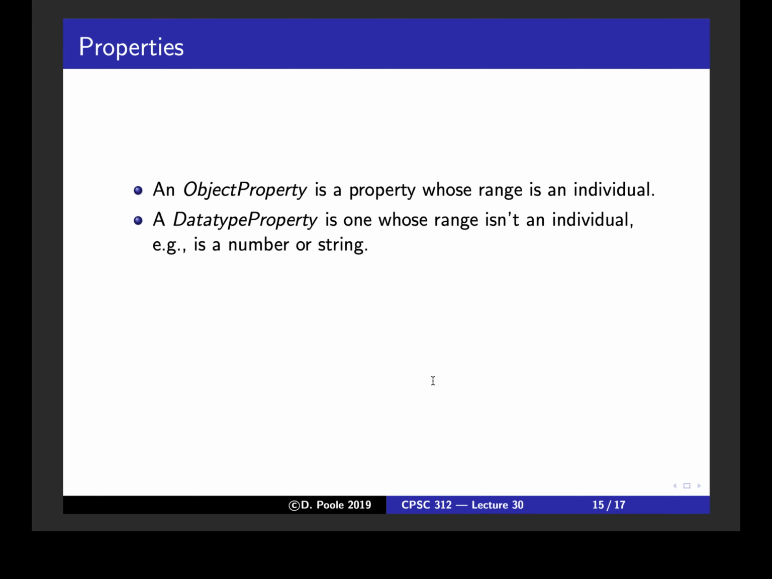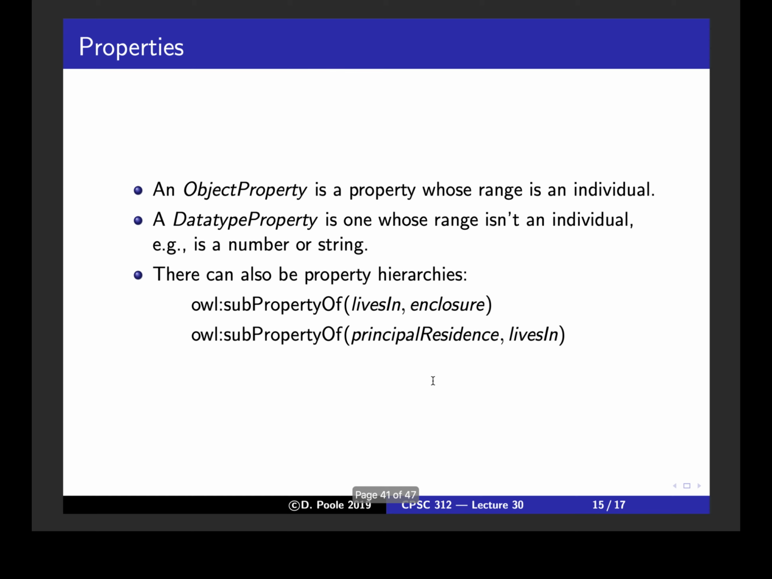A data type property is like name; schema.org/name is a data type property. Its range is a string. The height in centimeters of people might be a property, and its range would be a number, so it's a data type property. You could also have property inheritance.